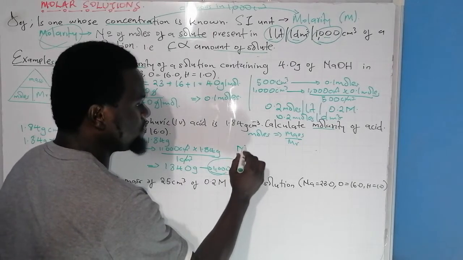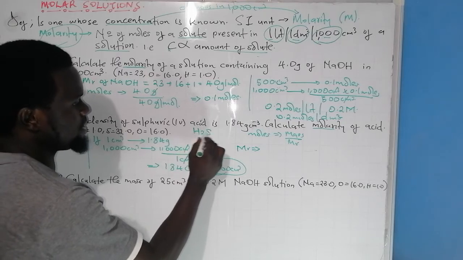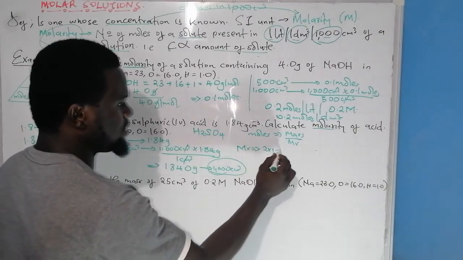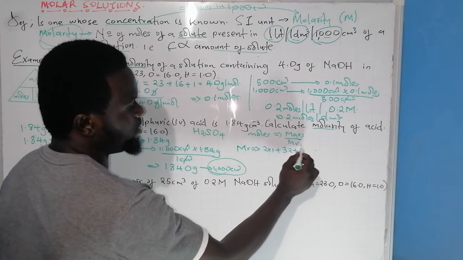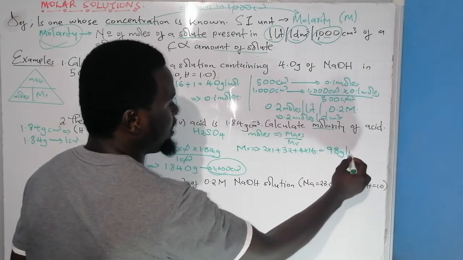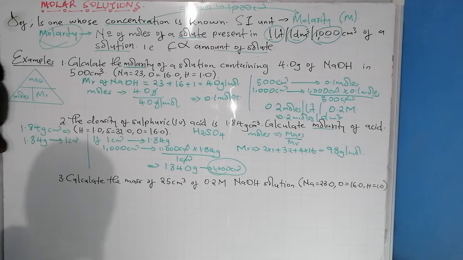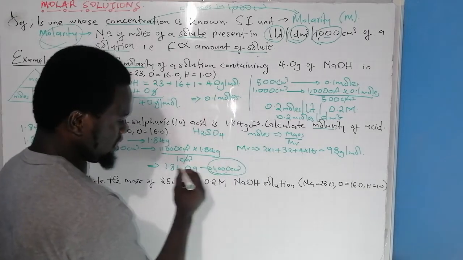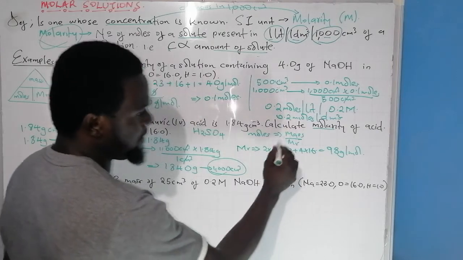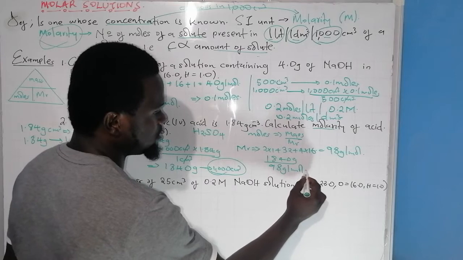The molar mass of sulfuric acid will be equivalent to, from the formula, I have H2SO4, hydrogen is 2 times 1 plus 32 plus 4 times 16. The total will give me 98 gram per mole. So that is the molar mass of sulfuric acid. So how do I get the number of moles? I'll take the mass, 1840 grams, divided by the molar mass, which is just 98 gram per mole.